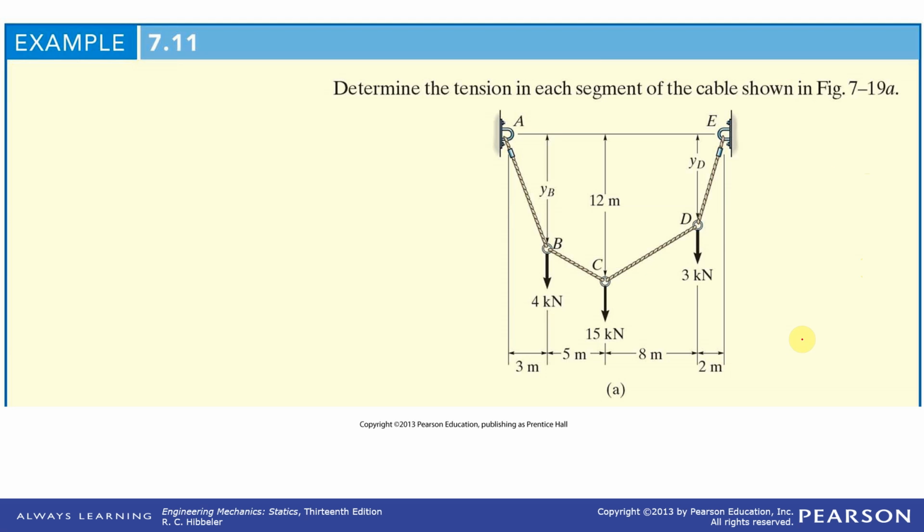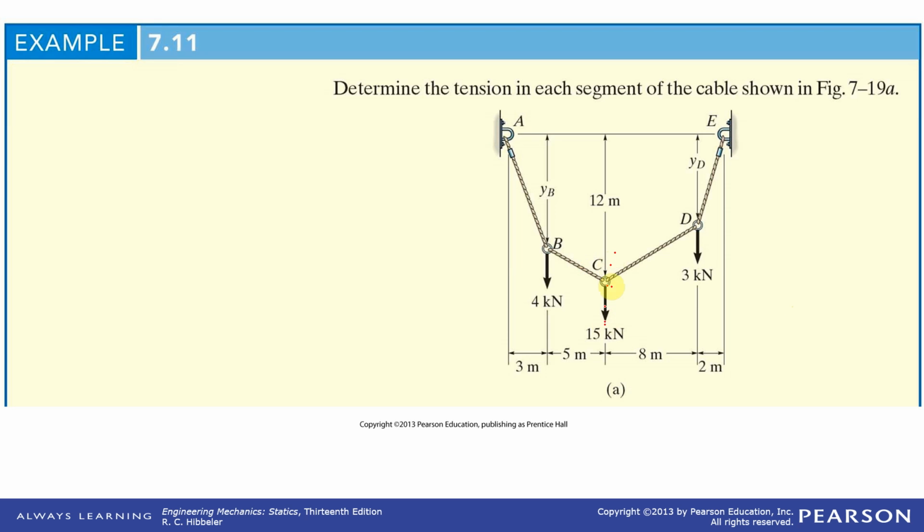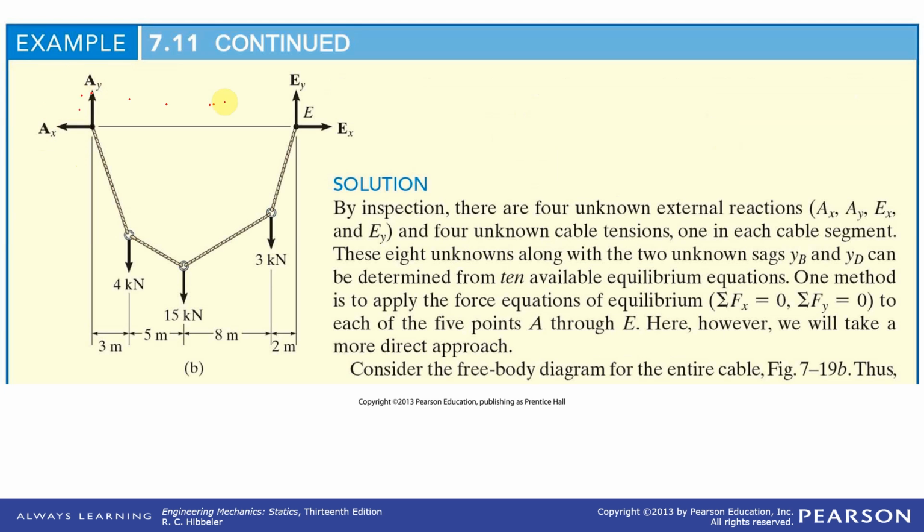So here's an example. Now, we said earlier 9 unknowns, 8 equations. So we're given one unknown. Yay! So that allows us to zero in on the equations. And we look at it like the method of joints. What is happening at each point? So the overall reaction, AY plus EY has to equal the sum of these three, and AX and EX have to equal 0. Summation of forces equals 0.